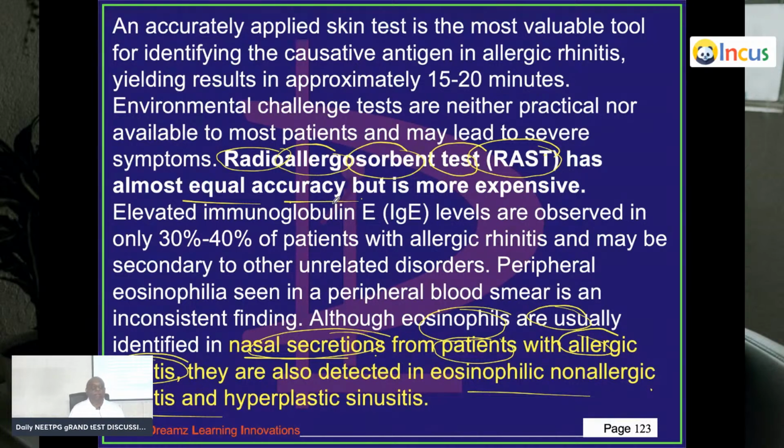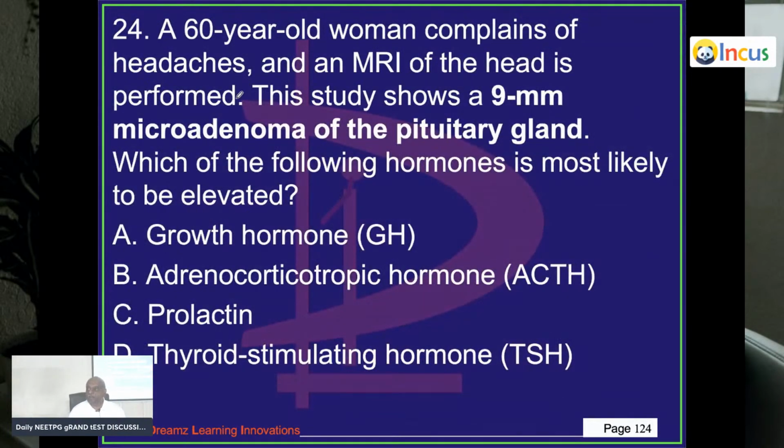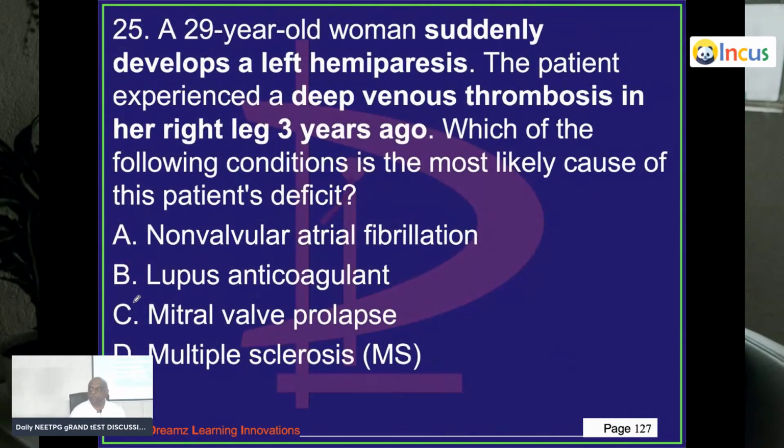60-year-old woman with complaints of headache, MRI of the head performed. There's a microadenoma of the pituitary. So what is the hormone that gets elevated? Most of them are prolactinomas.